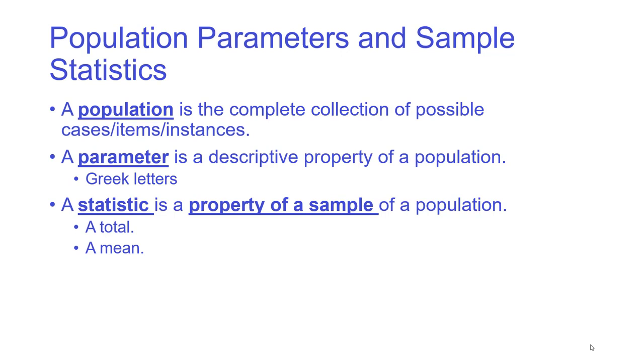Now, a statistic is a property of the sample of a population. An example statistic could be the total of that sample. It could be the mean of that sample. It could be the standard deviation of that sample. These are not represented by Greek letters. So a mean is represented by x bar, which has x with the line over the top. And the standard deviation is just represented by the symbol s.